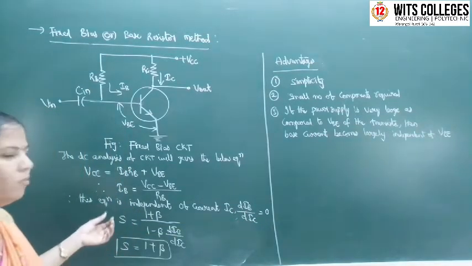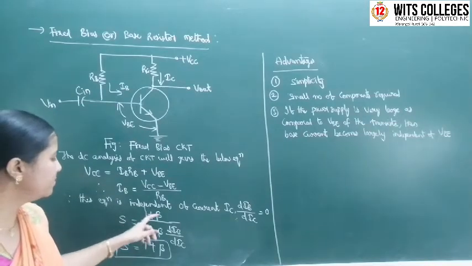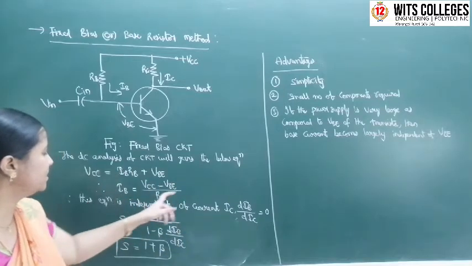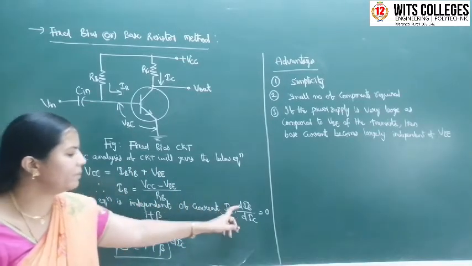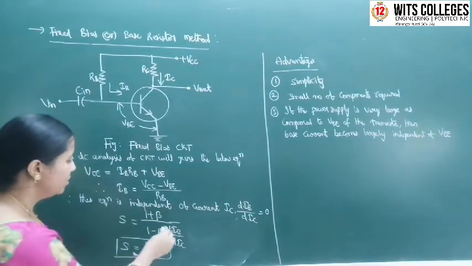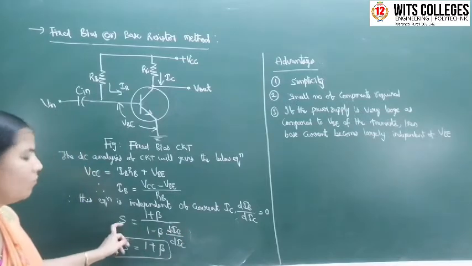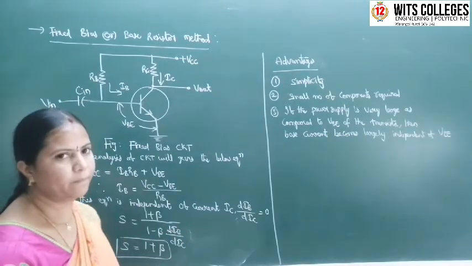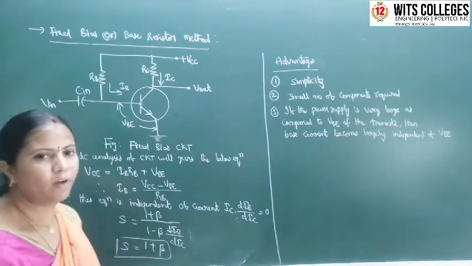So what is the equation for stability factor? S equal to (1 plus beta) by (1 minus beta into dIB by dIC). In this equation there are no current values, so the value of dIB by dIC equals 0, and you can substitute dIB by dIC as 0. So what is the final equation for stability factor? S equal to 1 plus beta.